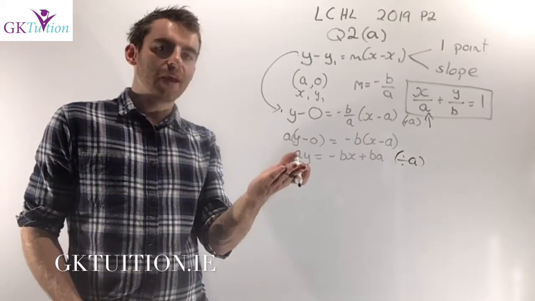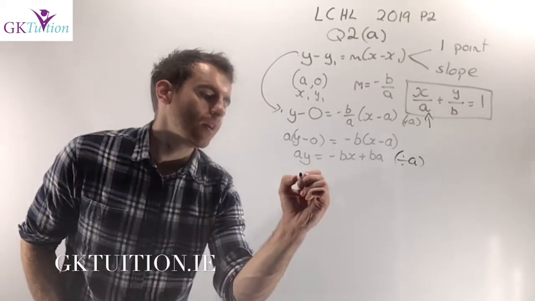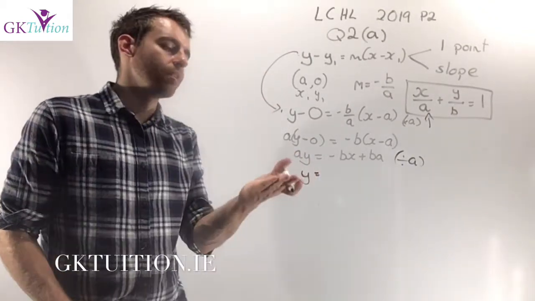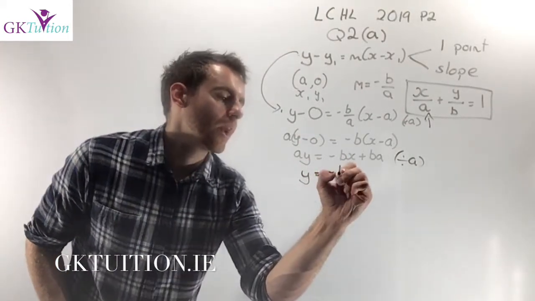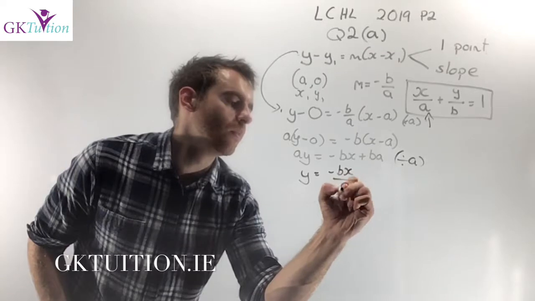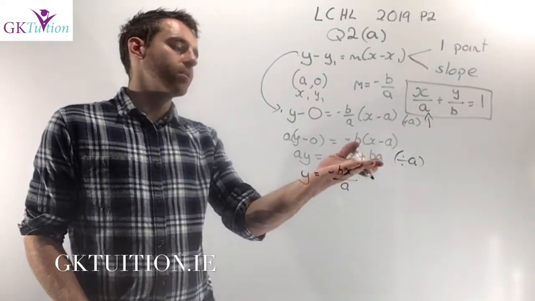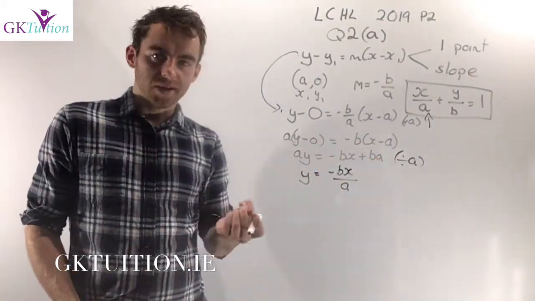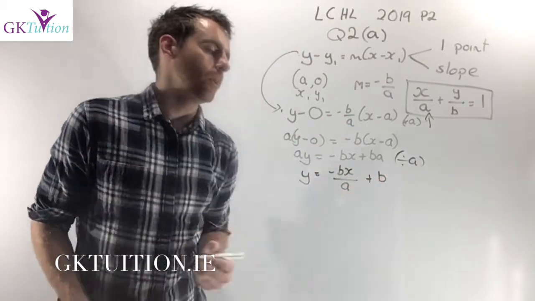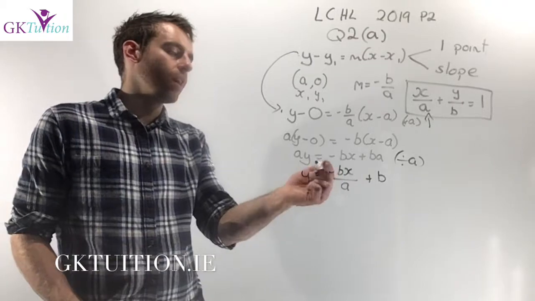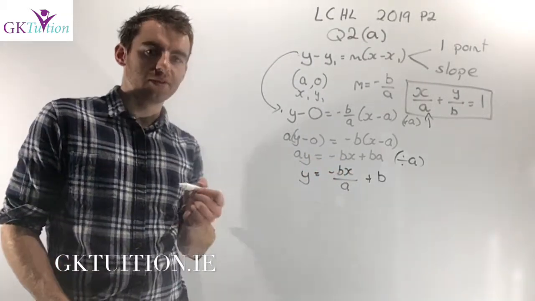On the left hand side I have ay. If I divide that by a, I just get y, because the a on the top and the a on the bottom cancel each other out. My next term is minus bx, so it just becomes minus bx divided by a. And this term I've got plus ba. If I divide that by a, the a's will cancel with each other and I'm just left with plus b. So now at least I have the term with an x in it has an a underneath it.